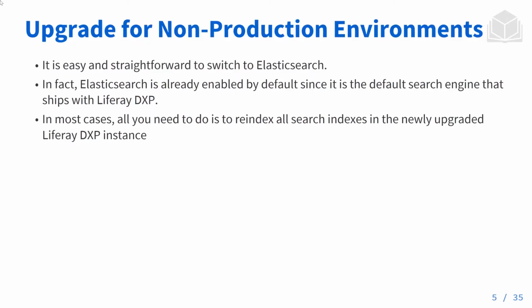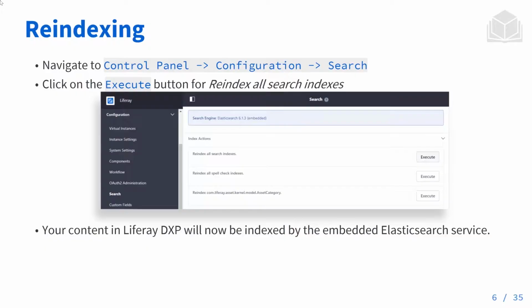So non-production, again, is very straightforward. As you're going from 6.2 to DXP, all you really need to do is re-index. That's pretty much it. Elasticsearch is already configured. We don't really have to think about any sort of configuration. Again, this is assuming that we are in a non-production world. So re-indexing is pretty straightforward. If you want to do this yourself, feel free to navigate around. But again, you don't have to if you don't want to.